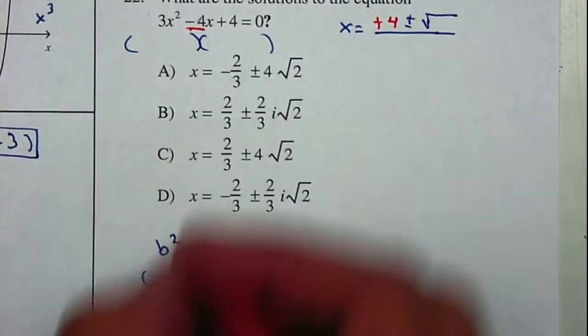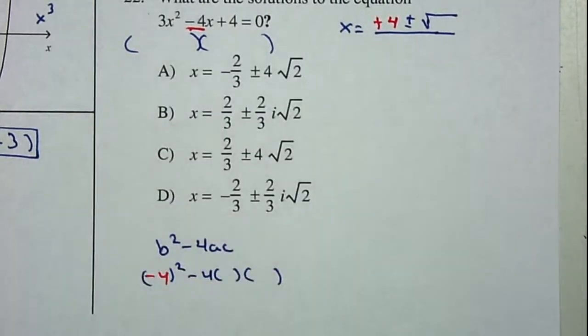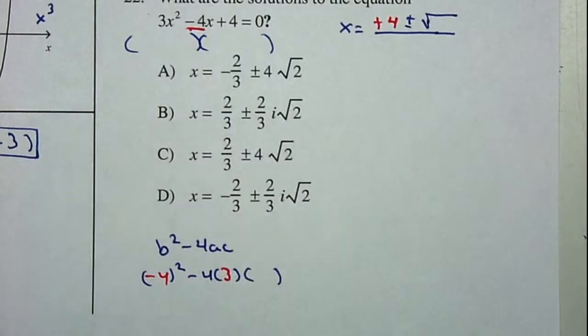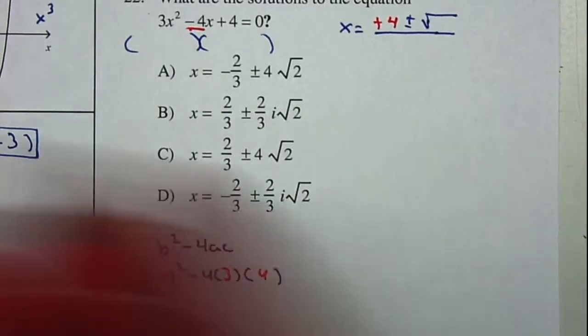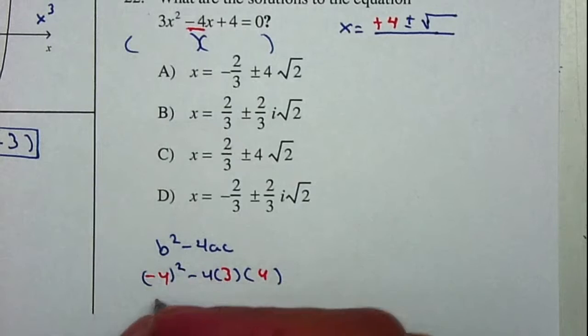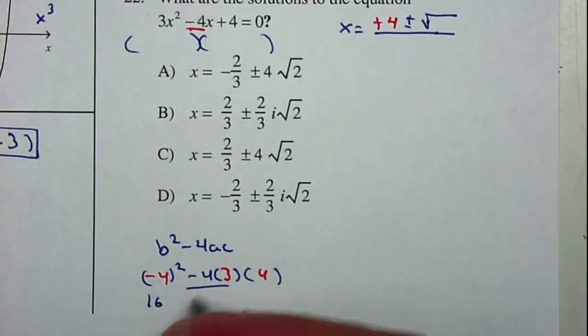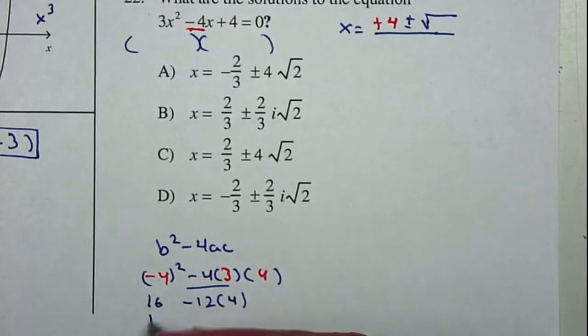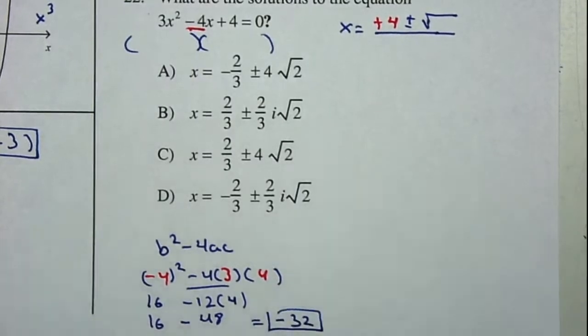In this case, b is negative 4, a is 3, and c is 4. From here, you simplify. So negative 4 squared is 16. Remember, whenever you square a number, it always gives you a positive. That gives you a negative 12 multiplied by 4. So it gives you 16 minus 48. That will give you negative 32. So we have negative 32.